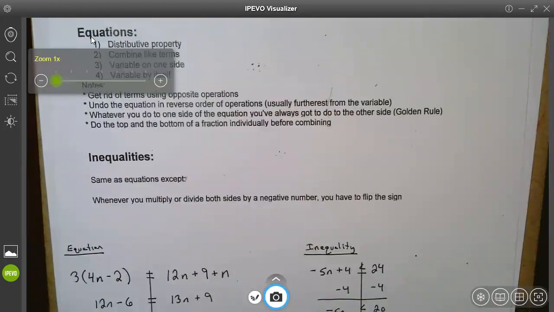On the screen are all the rules for solving equations. For inequalities, the rules are exactly the same except for one thing. Whenever you multiply or divide both sides by a negative number, you have to flip the sign. If it's less than, make it greater than. If it's greater than, make it less than.